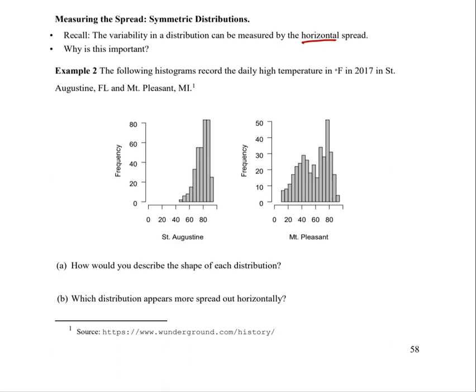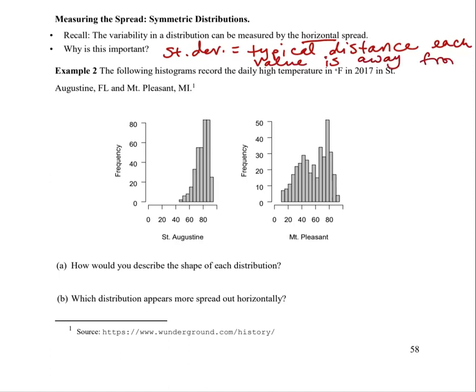So we can think of the standard deviation as the typical distance. So let me write that down. The standard deviation we can kind of think of as a typical distance. So when you hear the standard deviation, you want to think distance. It's a typical distance each value is away from the mean.